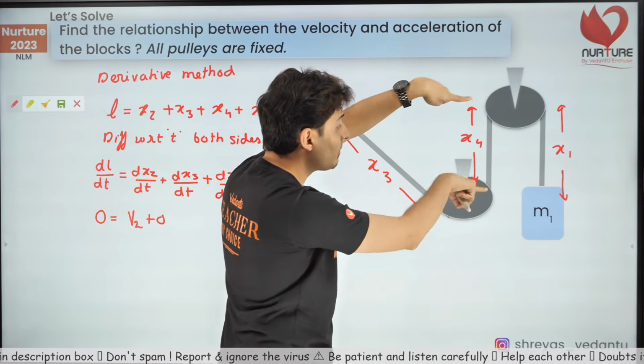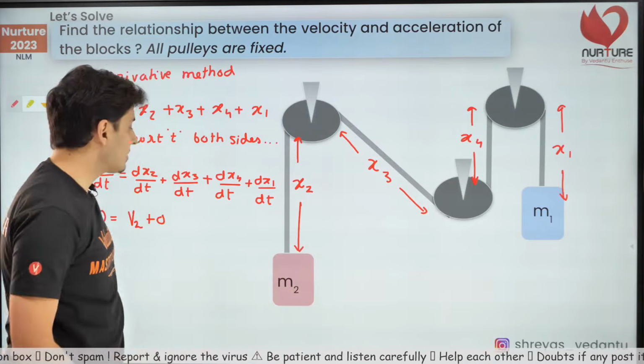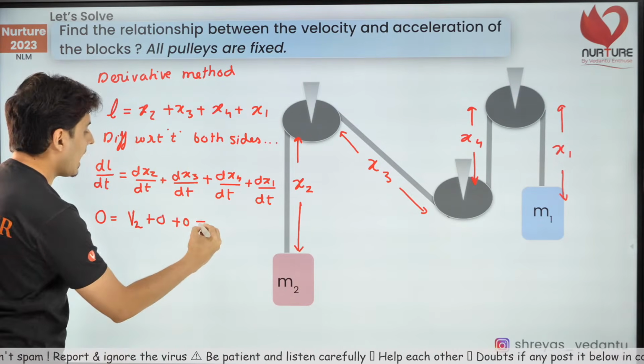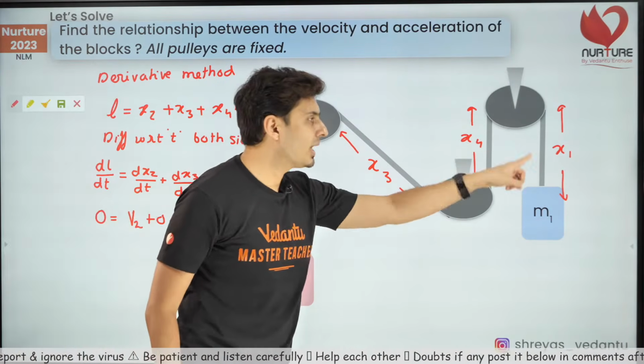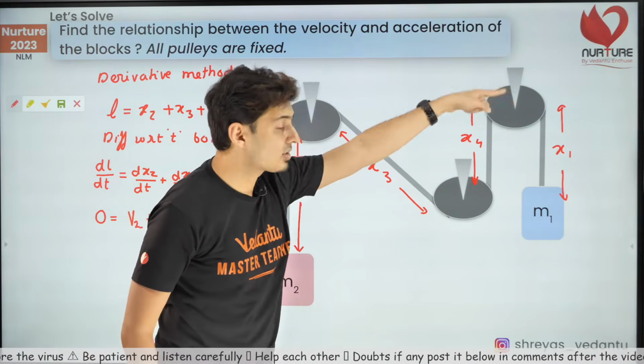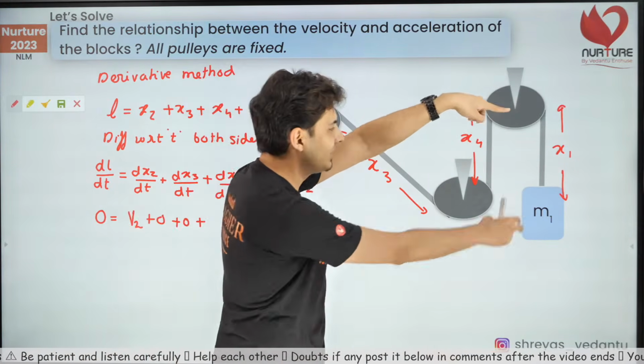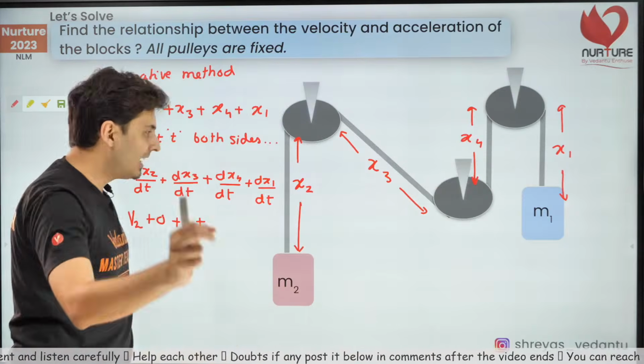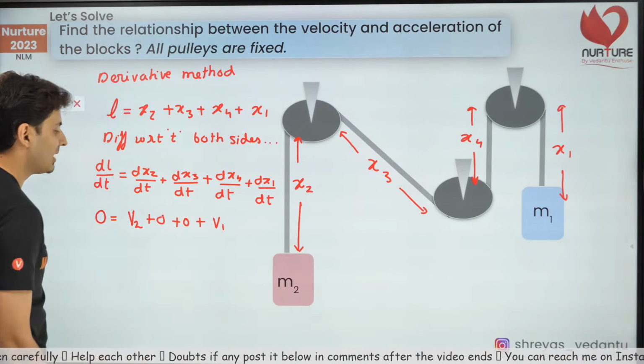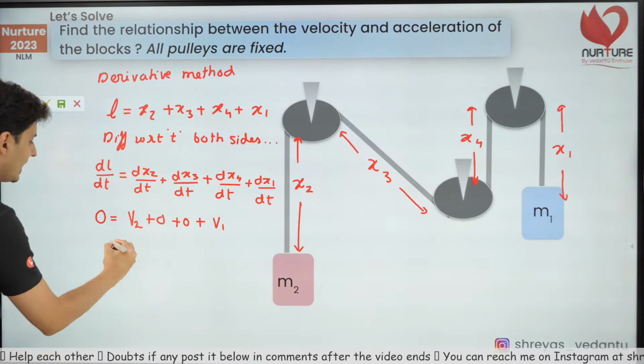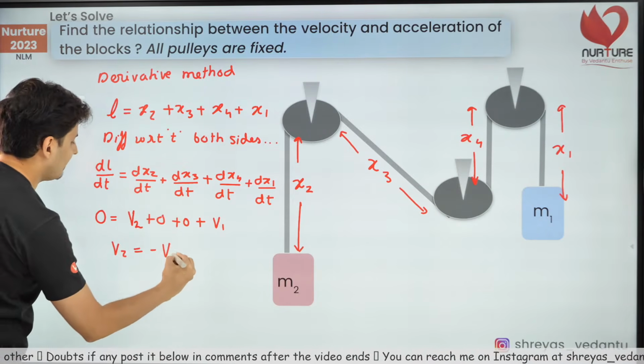The length of the string between these two pulleys never changes. So that's also 0. And the last term, dx1/dt, is the rate of change of the x coordinate. x1 is not constant as this block goes up or down, hence that should be the velocity of object 1. Now rearrange and you will get v2 is equal to negative v1.